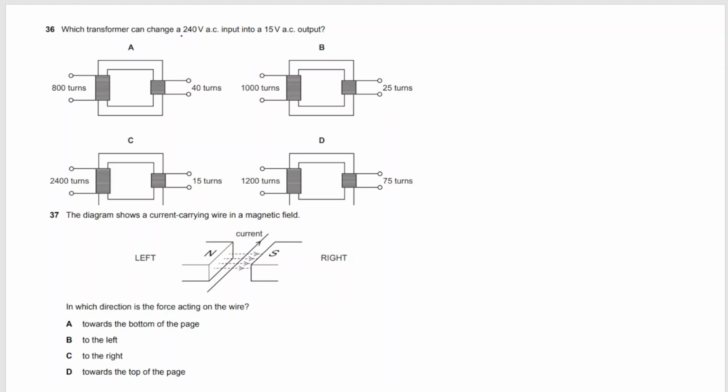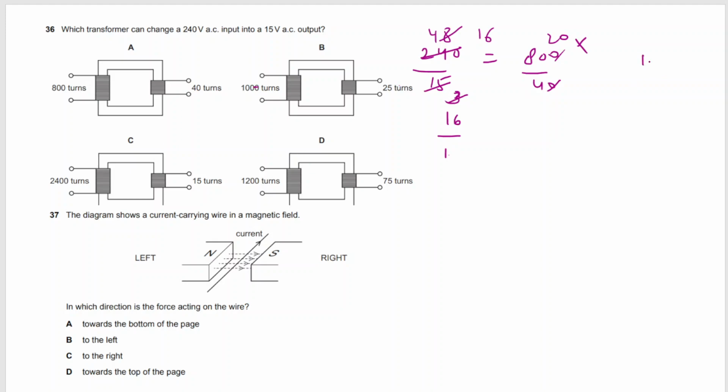Which transformer can change 240 volt AC input into 15 volt AC output? Now you can simply find the ratio and see, you have to get 240 to 15. So it has 840, so 800 over 40. This gives 20, so this cannot be the option.